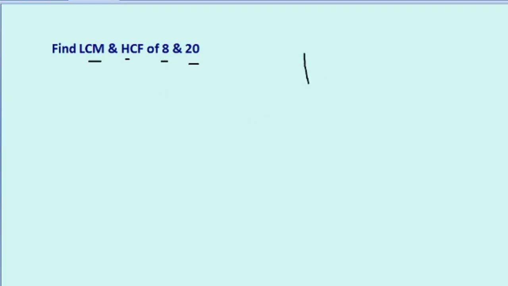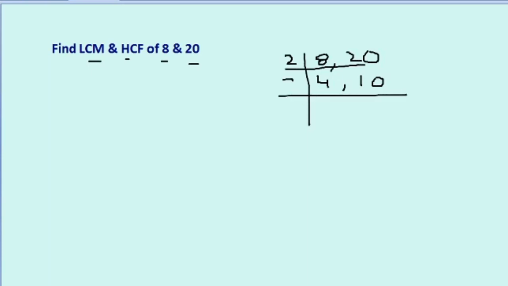So first, we follow this method of factorization. Factorize 8 and 20. So 2 will divide both the numbers. 2 fours are 8, and 2 tens are 20. So 2 is a common factor of both the numbers. We have to start with the lowest number. Again we see 2. Here also, 2 twos are 4, and 2 fives are 10. Then we move on till we get 1 here.